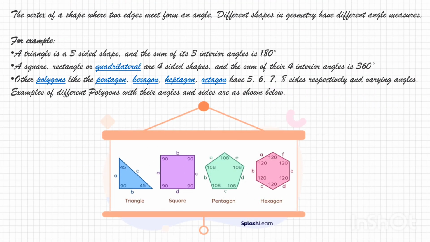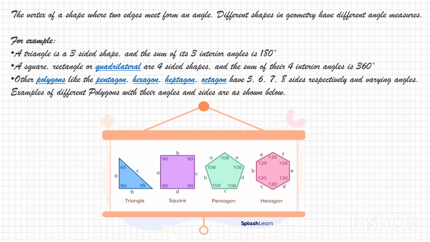The vertex of a shape where two edges meet forms an angle. Different shapes in geometry have different angle measures. For example, a triangle is a three-sided shape and the sum of its three interior angles is 180 degrees. A square, rectangle, or quadrilateral are four-sided shapes and the sum of their four interior angles is 360 degrees.